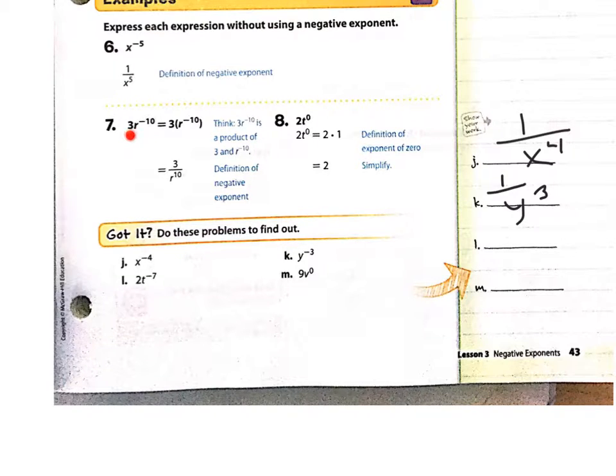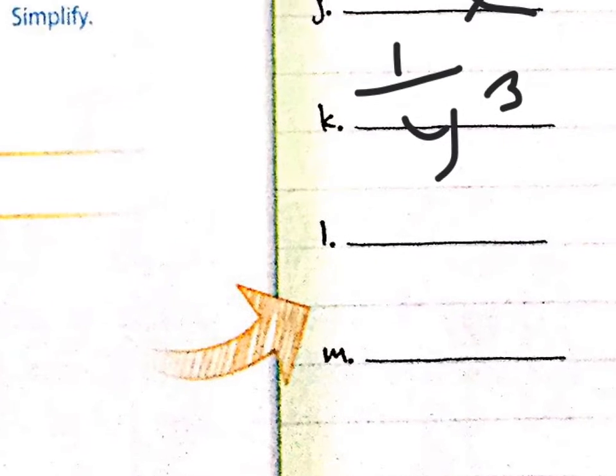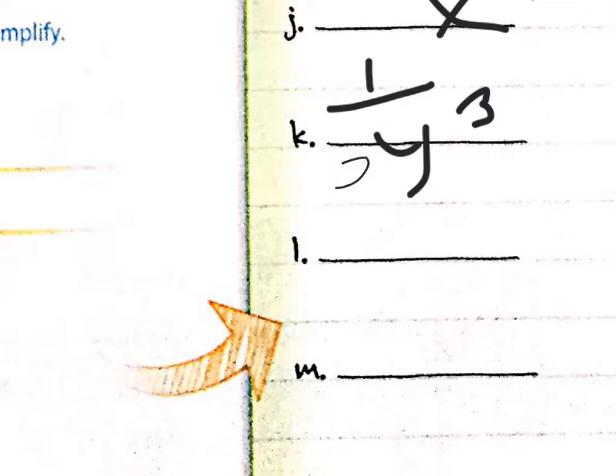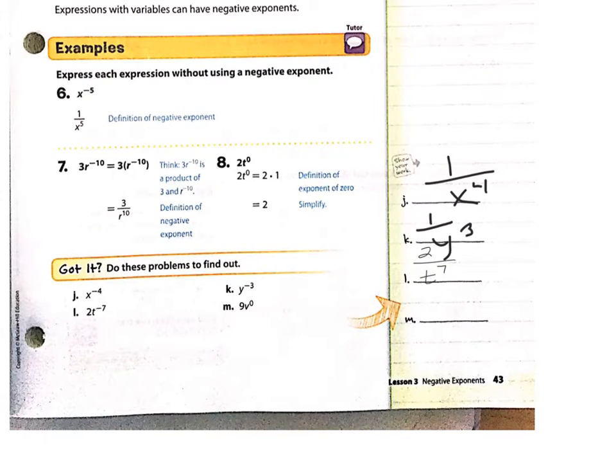Oh. So if we look at our example, we have 3r to the negative 10th, right? So they factor the 3 out, the 3 went on the top, then we had r to the 10th power, right? So that's exactly what he did. He factored the 2 out, the 2's on the top, so 2 over t to the 7th power.